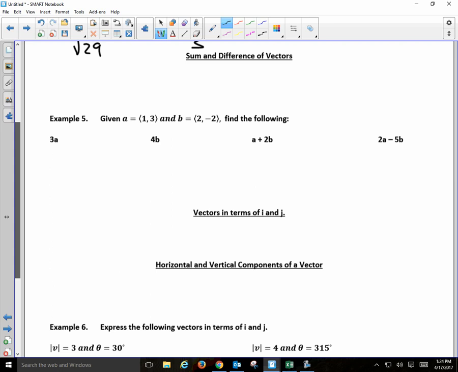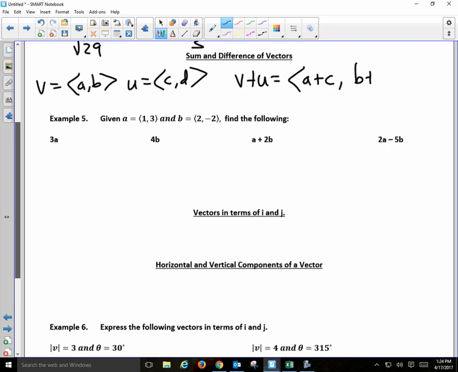Sum and difference of vectors. Suppose that vector v is equal to (a, b), and vector u is equal to (c, d). Then v plus u is equal to (a plus c, b plus d). Simply add the horizontal components and add the vertical components, and that will give you the new form of the vector.